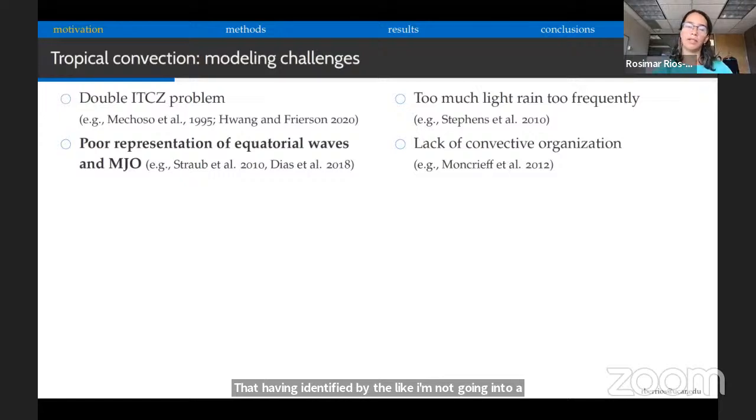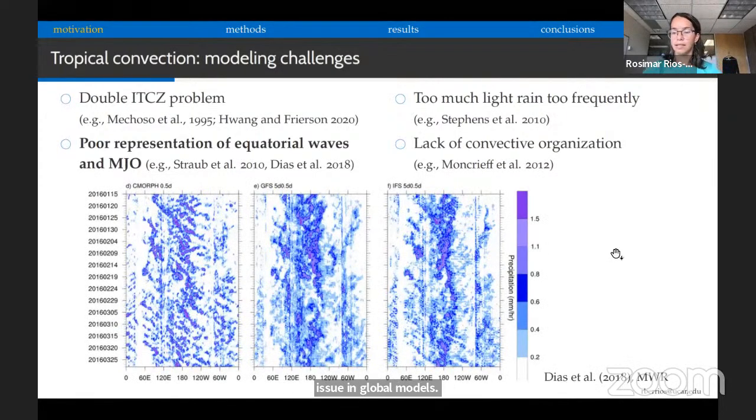I'm not going into a whole lot of details. I'm listing some issues here, but I'd like to draw your attention to the second bullet point on the left, which is the poor representation of equatorial waves and the MJO, which seems to be a very persistent issue in global models. As an example, here's a figure from Diaz et al., 2019. They're showing Hovmöller diagrams with time increasing down the y-axis, and in the x-axis we have longitude. This is rainfall rate averaged within the tropical belt from CMORPH as a proxy of observations, then from a 5-day forecast in the middle from the GFS, and on the right from the IFS.